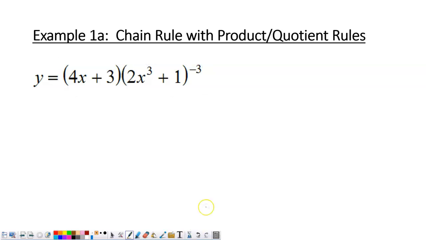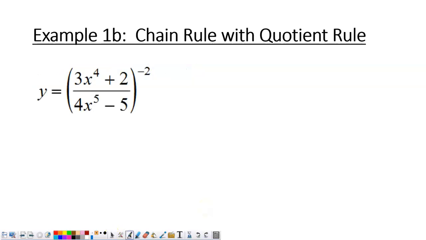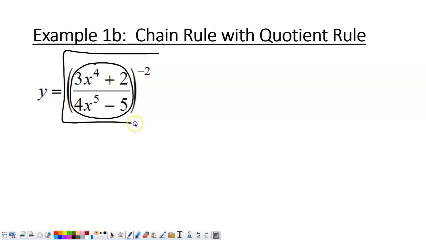Now let's take a look at this one here. The next slide is a little bit opposite from that. In this case, we have a quotient rule on the inside here, right? But it's a function inside of a power of -2. So it's a function within a function, which is a composite function, which is a chain rule. So in this case, the chain rule is the bigger rule. So we're going to start with the chain rule, and then we're going to do the quotient rule after that.